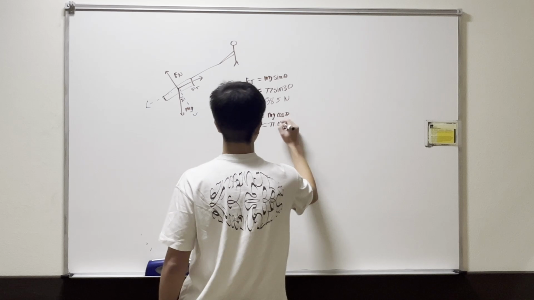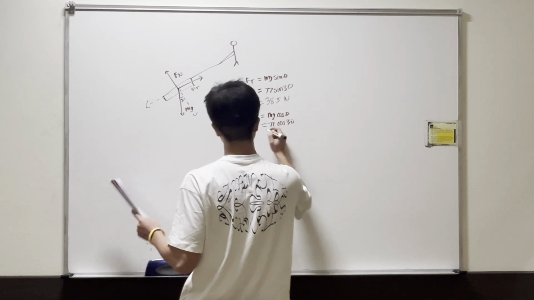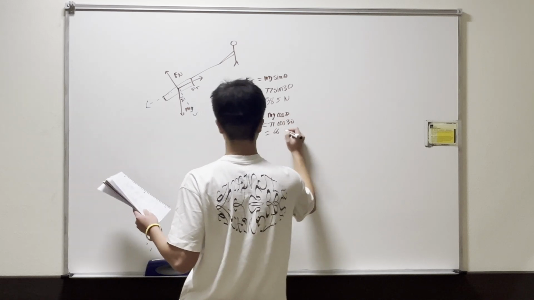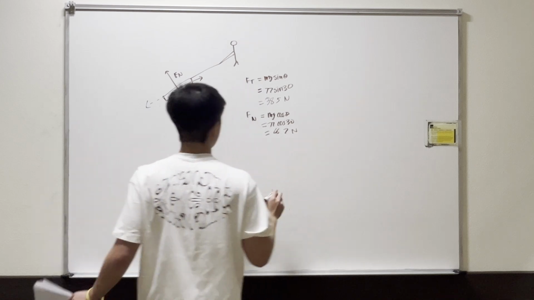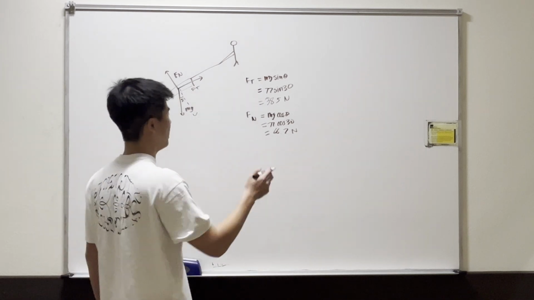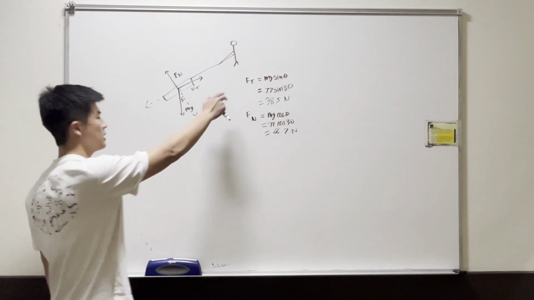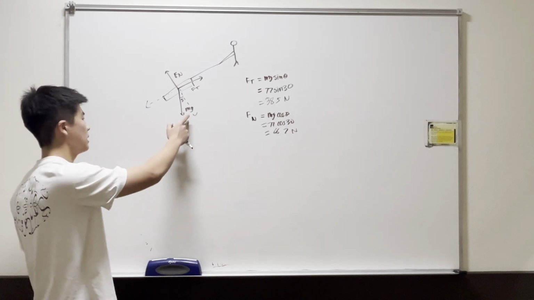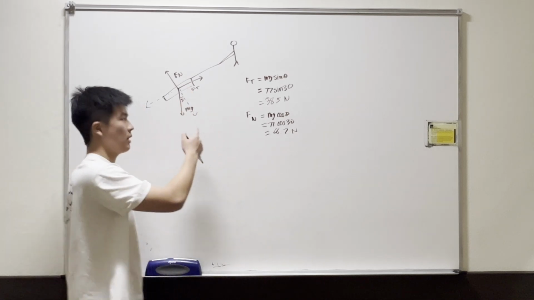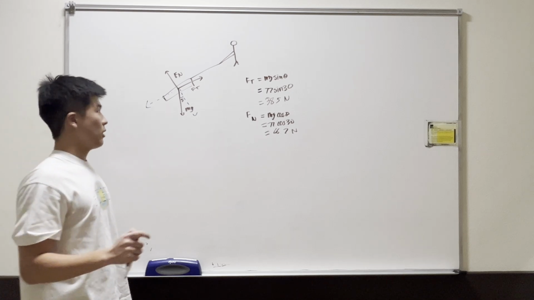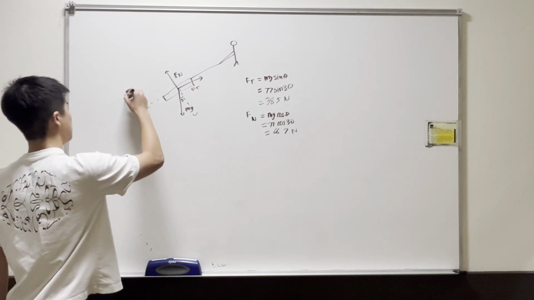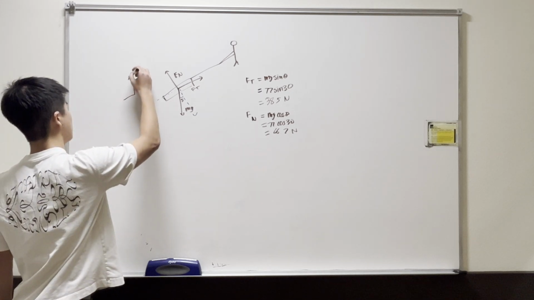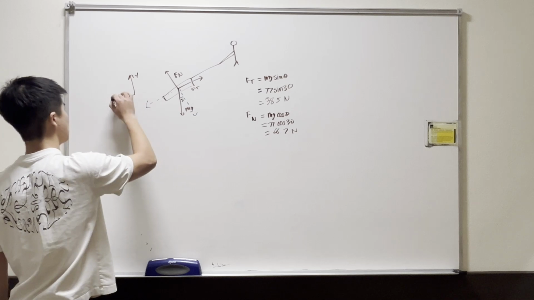So 77 cosine 30 equals 66.6. And so there you have it. We have our tension force and our normal force, and we're able to find them using these components of weight. Looking back, you could imagine this as the y and this as the x.